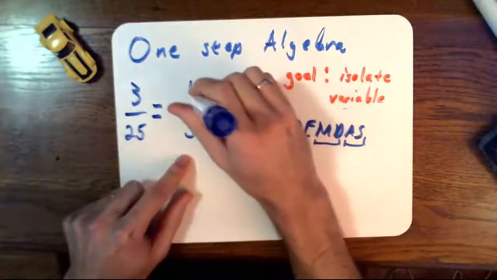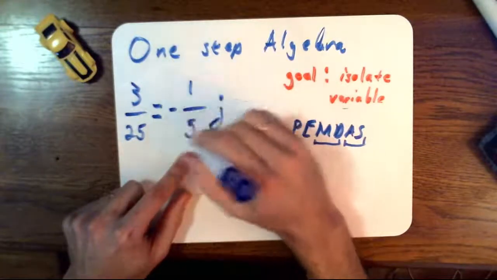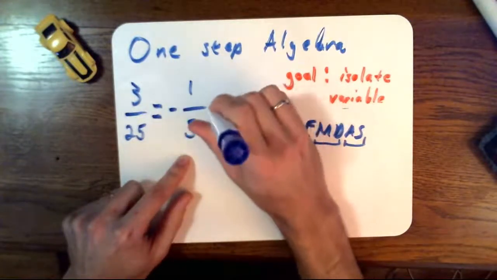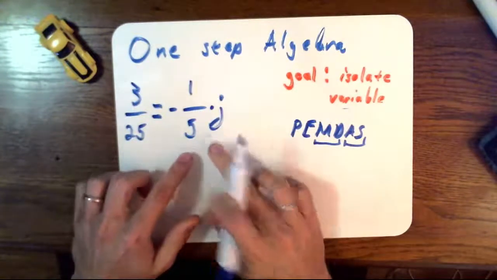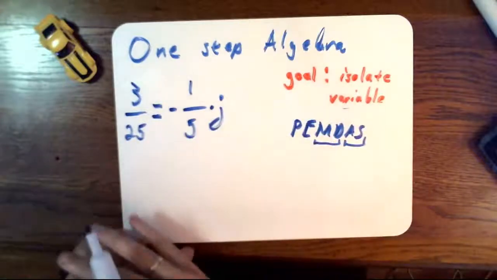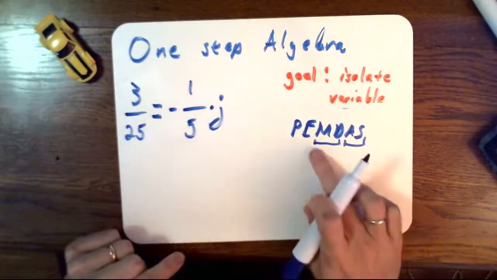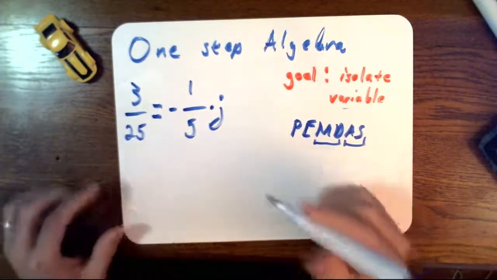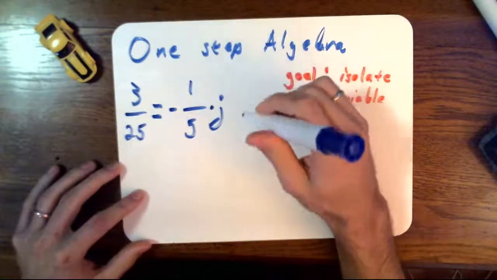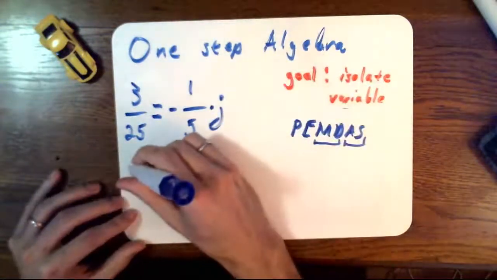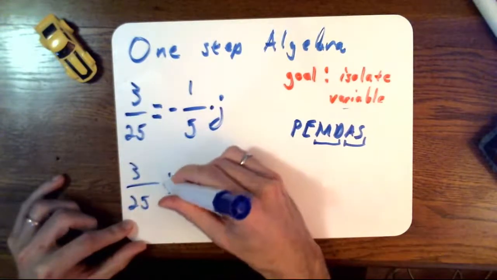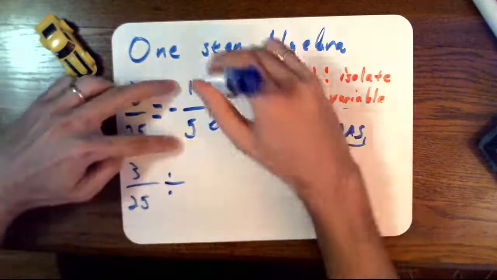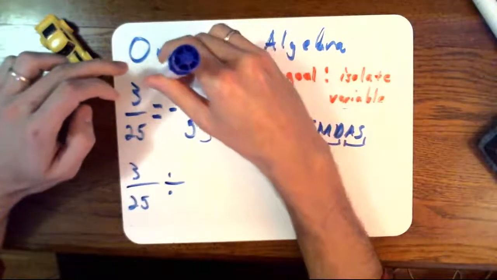So whenever you have a number, even a fraction, and a letter right next to it, it's implied that this is supposed to be multiplication. How do we undo multiplication? How do we get it away from the variable? We undo multiplication with division. So I kind of ran out of a little bit of room here. That means we want to divide both sides by this fraction.